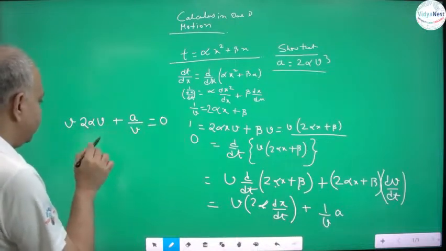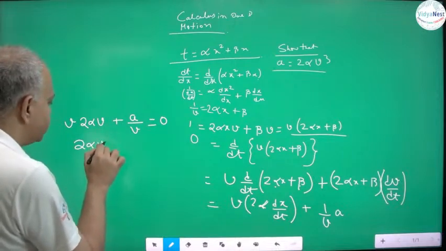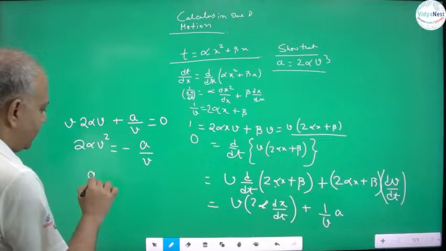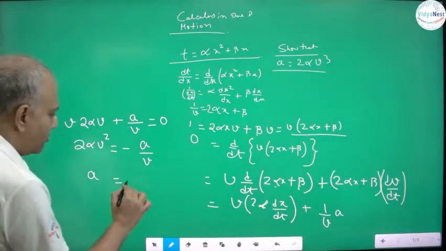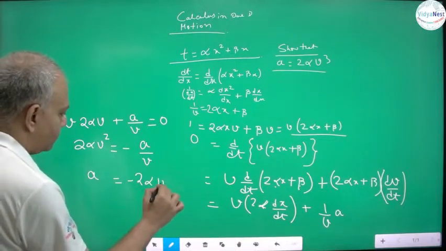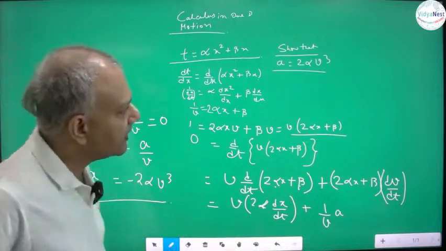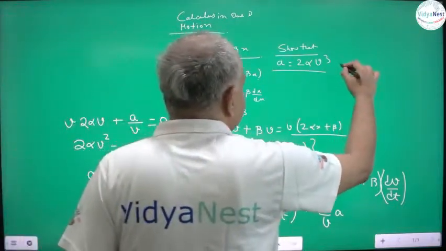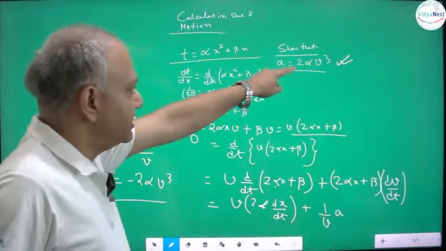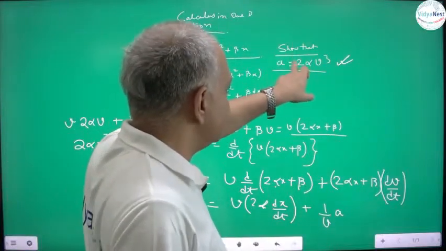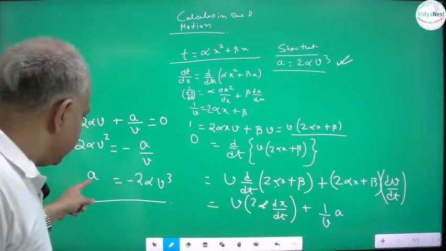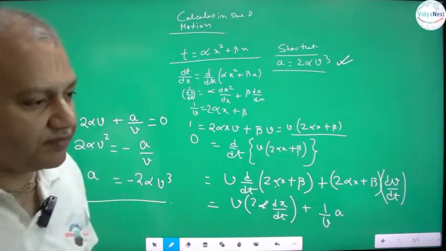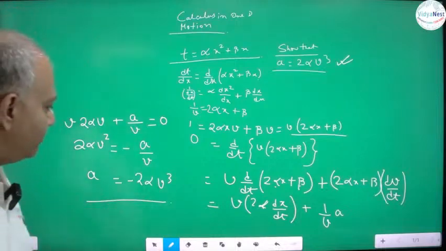So we can write like this way: 2 alpha v square is equal to minus of a by v. So we can write a is equal to, just cross multiply this one, minus 2 alpha v cube. Actually, already it was told it is positive because it is taken as the retardation already. That's why the sign is not important. But here the negative sign implies that it is a retardation. So the expression of the rate of change of velocity here is equal to minus 2 alpha v cube.